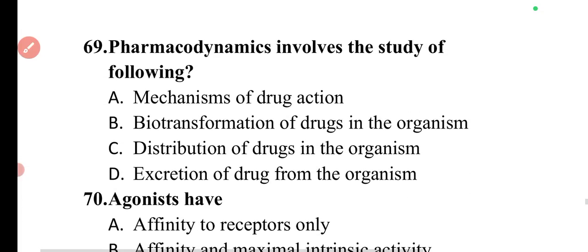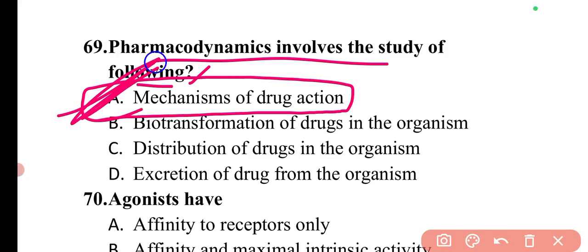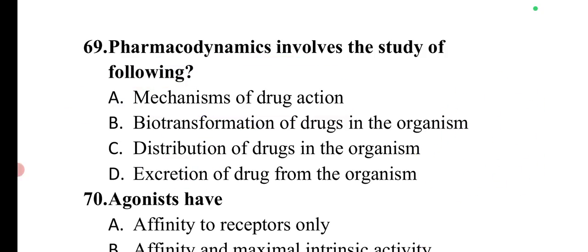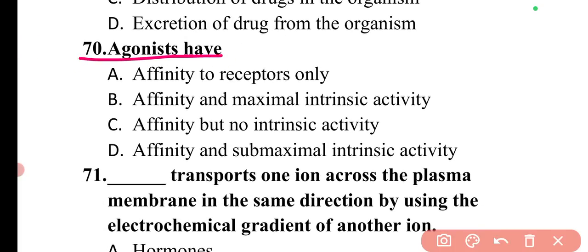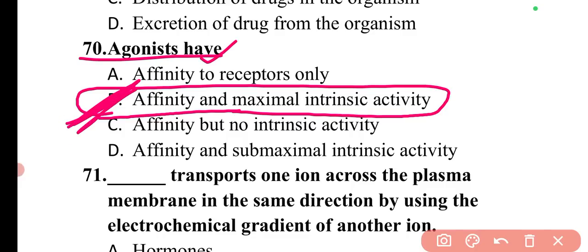Then the next question is: pharmacodynamics involves the study of the following. The pharmacodynamics part basically involves the mechanism of drug actions. So here option A will be the correct answer. Biotransformation, which is metabolism, distribution and excretion, comes under pharmacokinetics only. Next question is: agonists have. Agonists are those which have high affinity and maximal intrinsic activity towards the receptor. So here option B will be the correct answer.